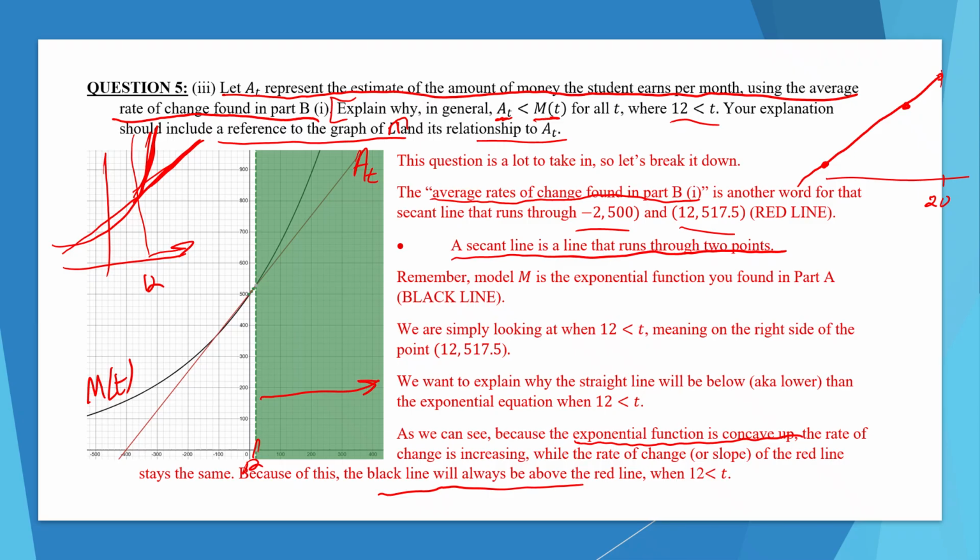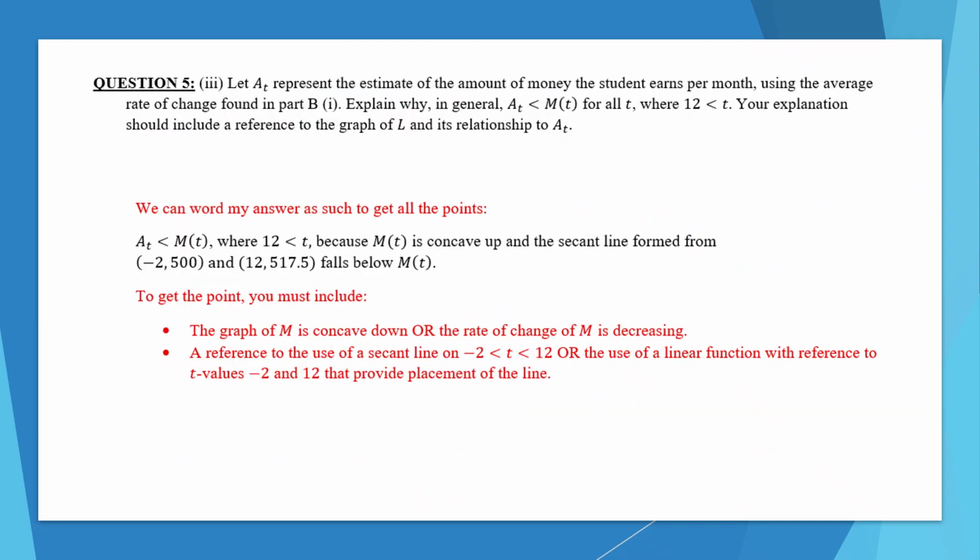Now, how do we word all that explanation into an answer? This is the perfect answer to this question. First off, I would just restate what I am explaining. When they say explain why in general, start with that. So here, A of t is less than M of t for all t where t is bigger than 12. That's what I'm explaining, because now I get to explain why.